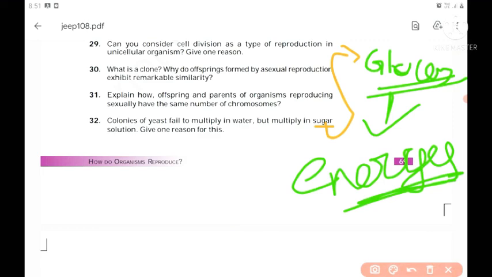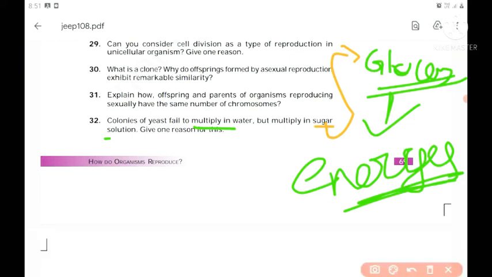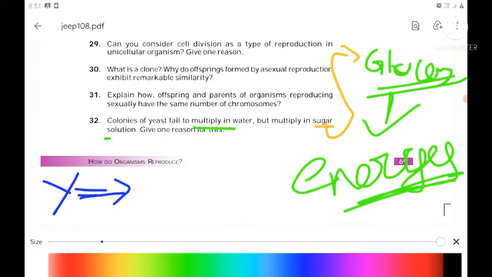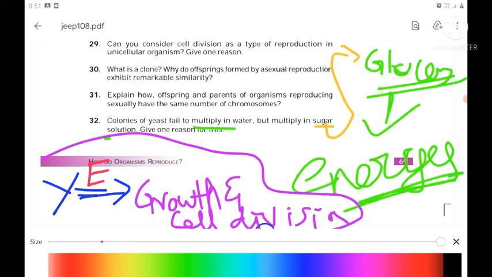Colonies of yeast fail to multiply in water, but they multiply in sugar solution. Now we know that yeast requires energy. Yeast requires energy for growth and cell division. Growth and cell division. So I guess you got the answer now.